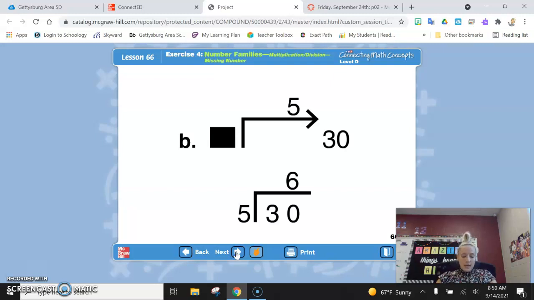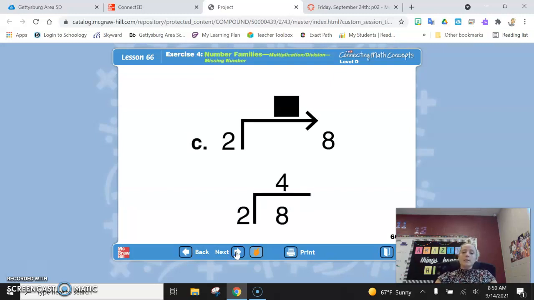And C, we were also missing a small number, so again dividing, taking the big number 8, dividing it by the little number 2, and we got 4, because when you count by 2s, 2, 4, 6, 8, so far, 2, 4, 6, 8. How many fingers? 4.